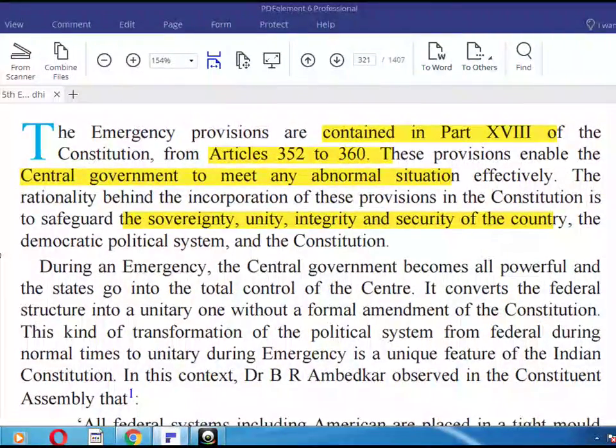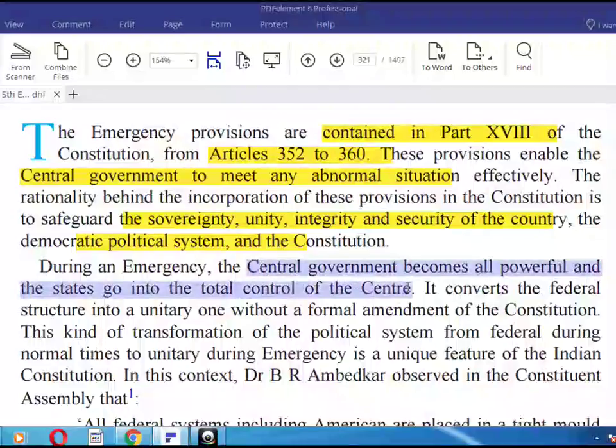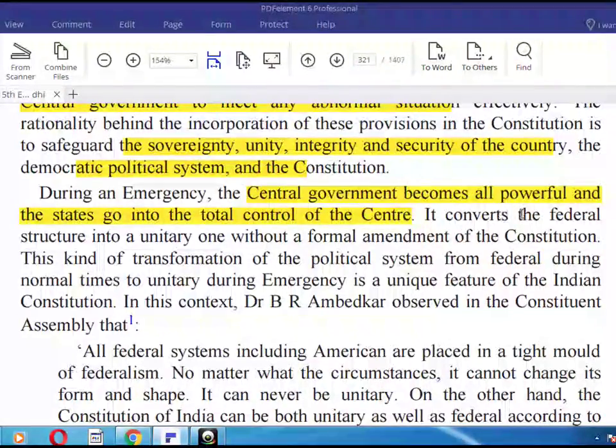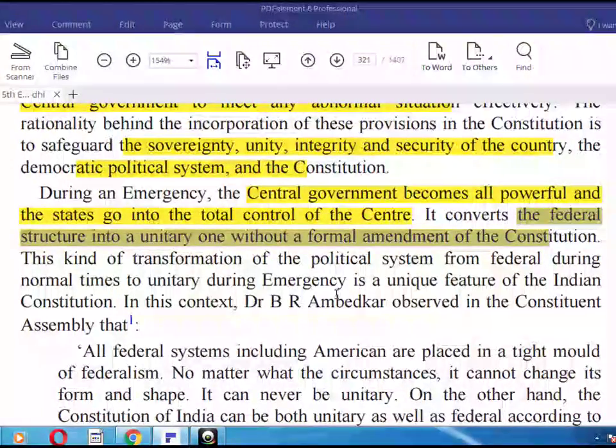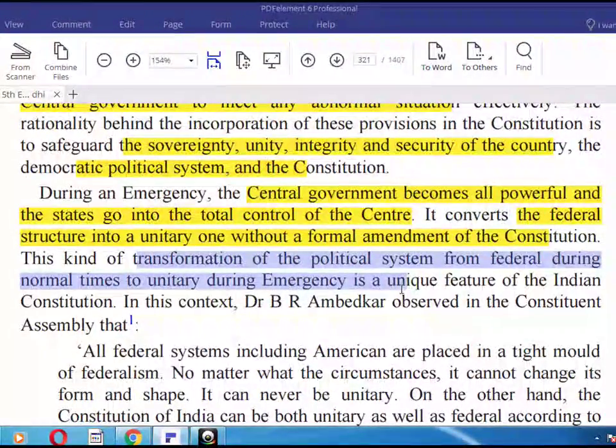The democratic political system of the Constitution. During the emergency, the central government becomes all powerful and the states go under the control of the Centre. It converts the federal structure into a unitary one without the formal amendment of the Constitution. This kind of transformation of the political system from federal during normal times to unitary during emergency is a unique feature of the Indian Constitution.